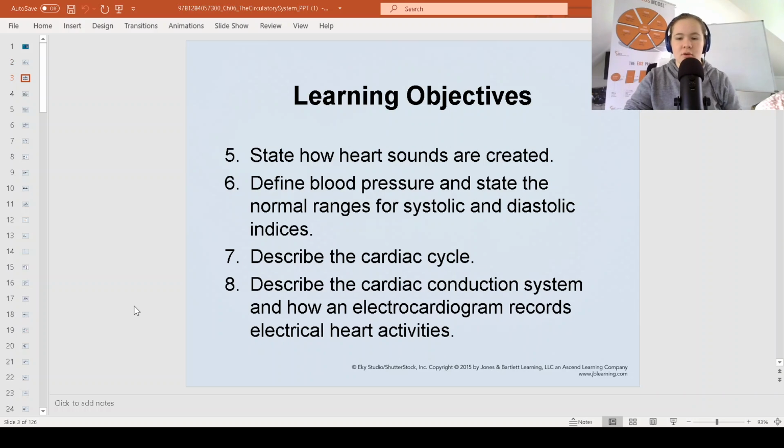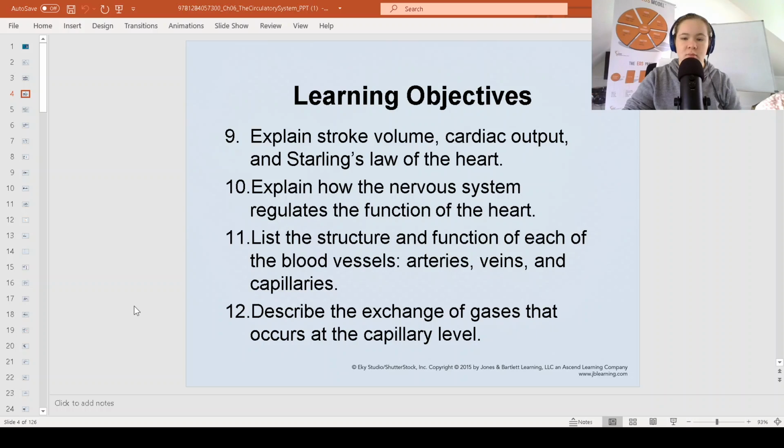State how heart sounds are created. Define blood pressure and state the normal ranges for systolic and diastolic indices. Describe the cardiac cycle. Describe the cardiac conduction system and how the electrocardiogram records the electrical heart activities. Explain stroke volume, cardiac output, and Starling's law of the heart.